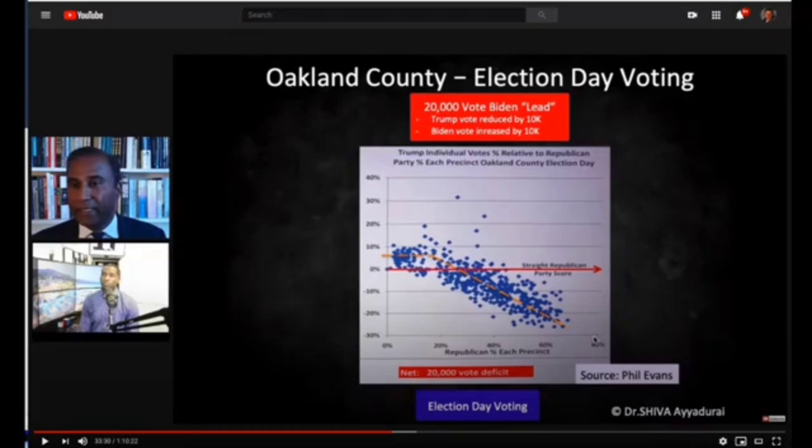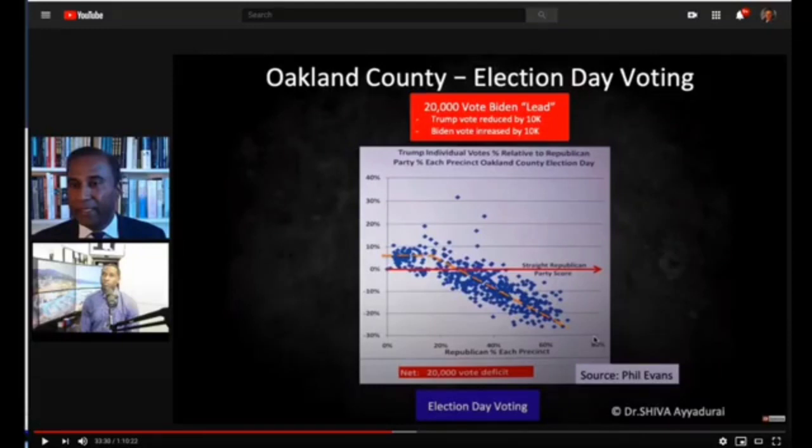But when the percentages of Republican votes hit 20%, then as the vote becomes more and more Republican, Donald Trump does worse and worse. He is least popular in the most heavily Republican precincts, which doesn't make a whole lot of sense.